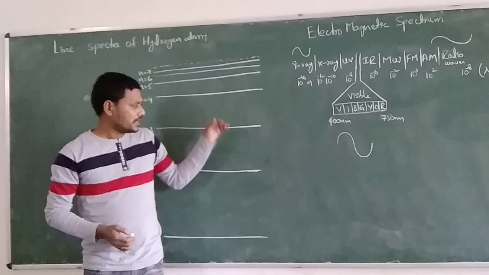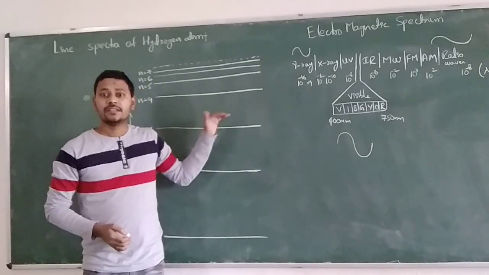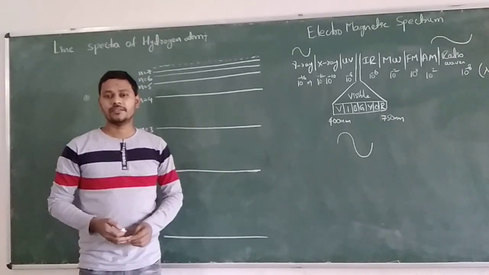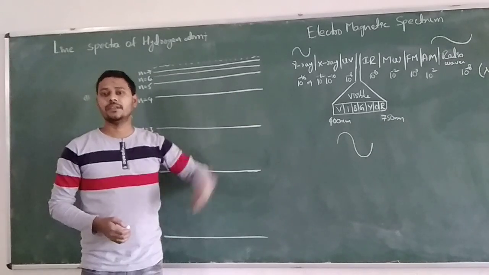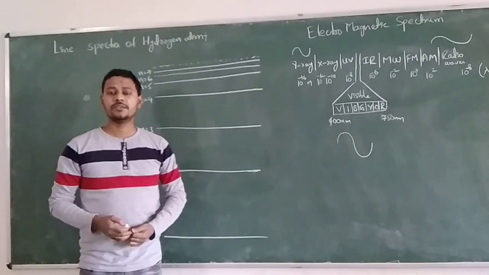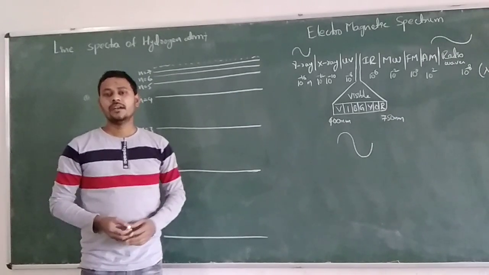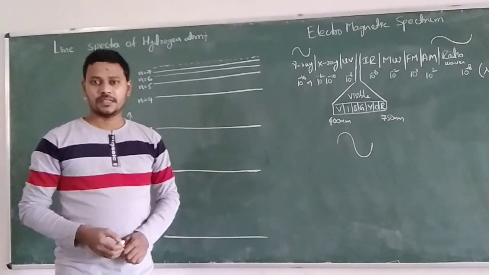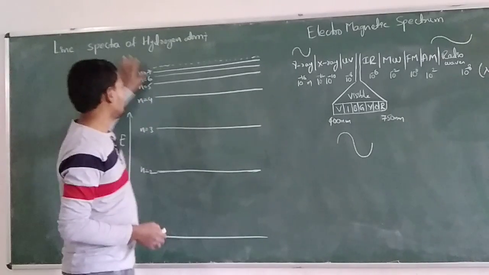And when the electron jumps from a higher energy level to a lower energy level, it releases energy in the form of certain discrete wavelengths, and when we record those wavelengths in a detector, we will get a spectrum. That spectrum is called emission spectra. So this is the hydrogen spectra.